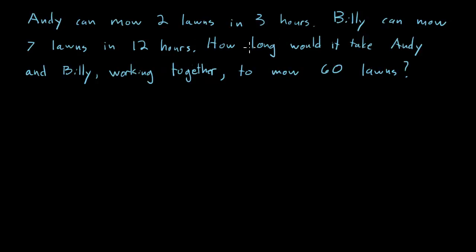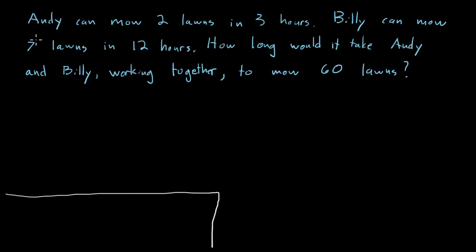them working together. And this leads us to our first must-know method for dealing with combined work. If I want to combine information about people or machines working together, I can do so, but I have to be careful about how I do so. I cannot, for example, add their times. That doesn't really make any sense. If we add this 3 hours and this 12 hours, that's going to lead to a bigger number when in fact it should take them less time if they're working together.